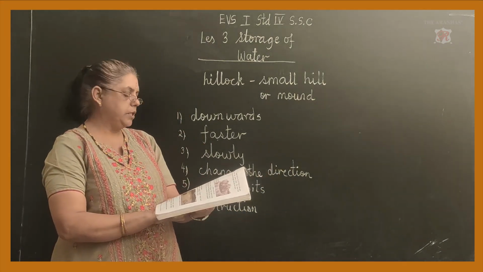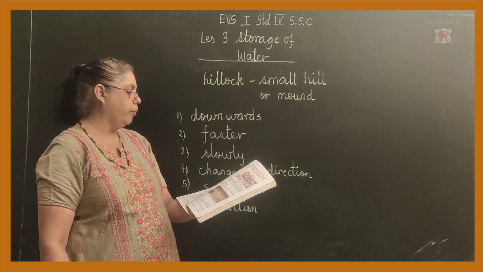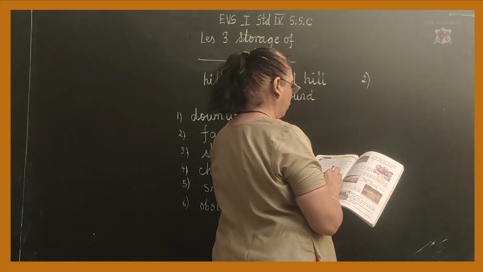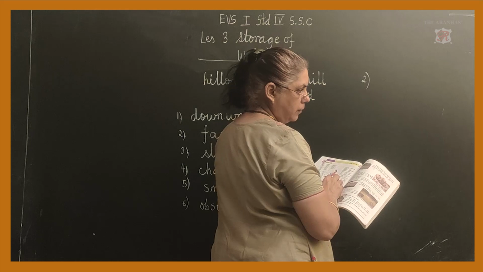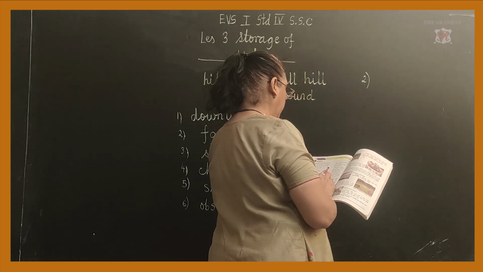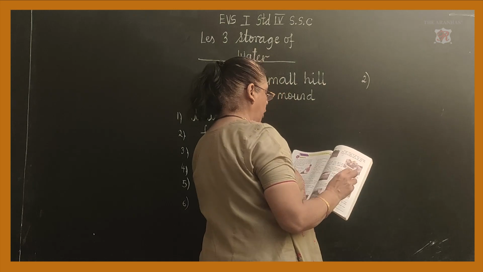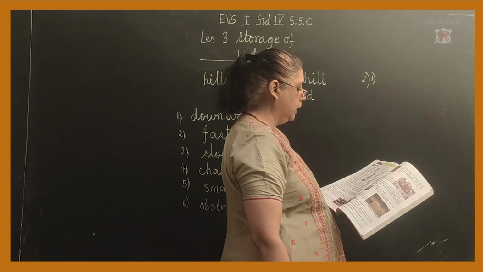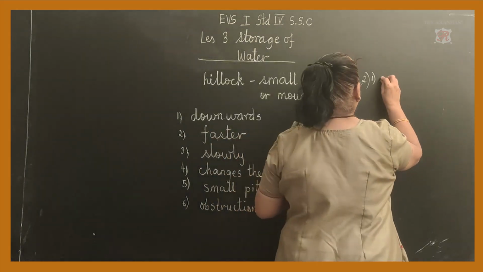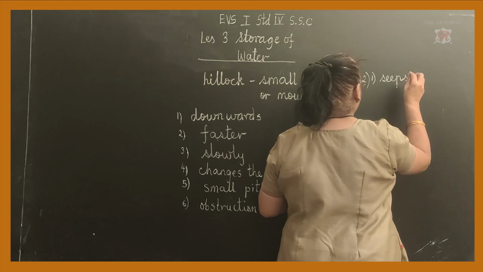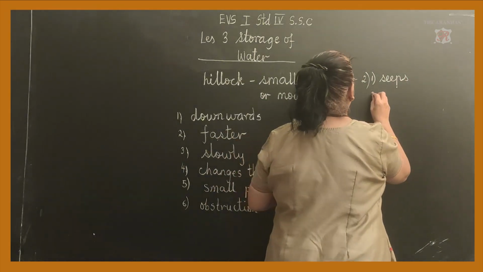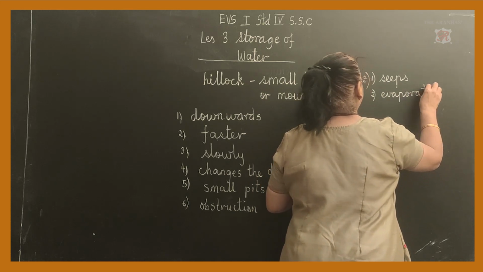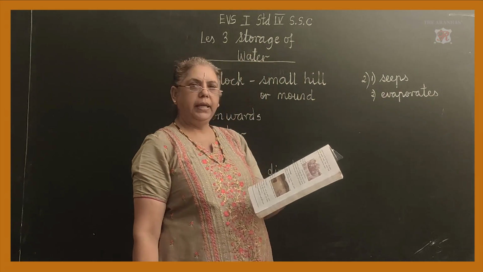Now we take the next question. Now when you stop watering the hillock, what do you see? You can observe things. Why did the hillock dry when we stop pouring the water? When we stop pouring the water, what happened to the water? The water either goes into the ground, it seeps into the ground, or it evaporates with the help of the sun. It goes up into the air.